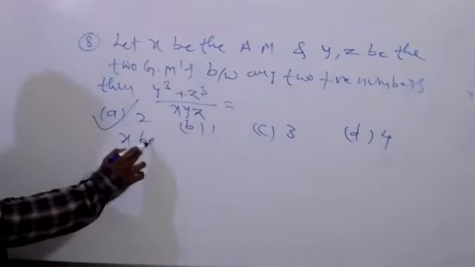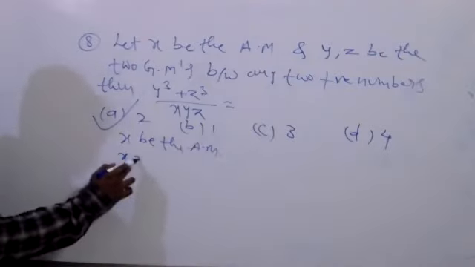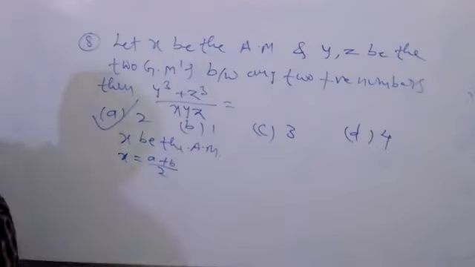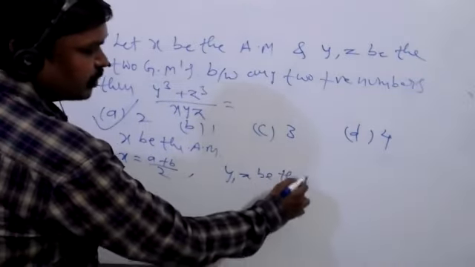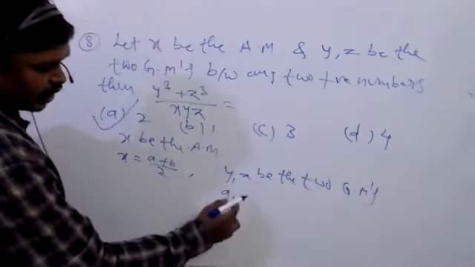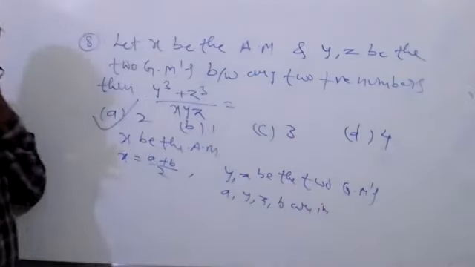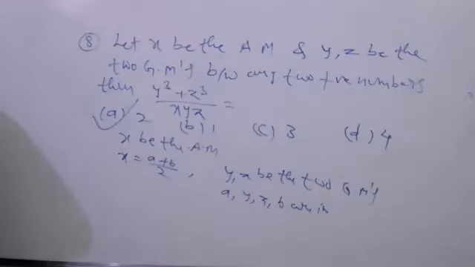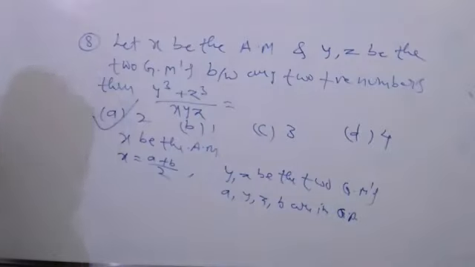So x is the AM, x is equal to a plus b by 2. Then y, z are the two GMs. Now here a, y, z, b are in GP. Now here b is equal to ar cube.